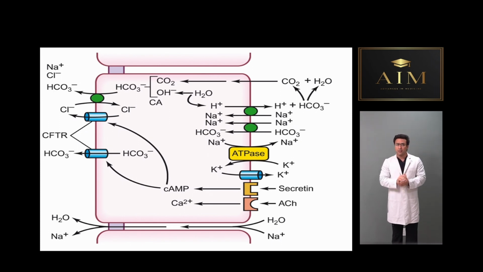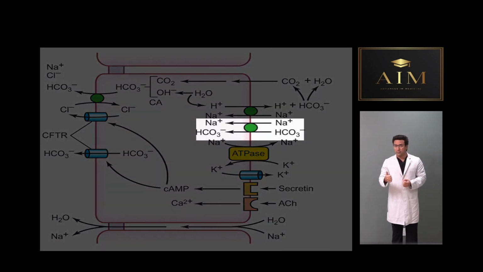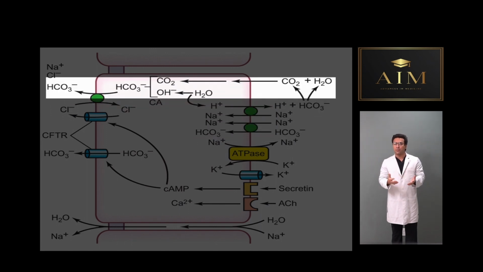The bicarbonate in the duct cells comes from two sources. It's either transferred from the interstitial fluid using the sodium bicarb cotransporter, or it is produced inside the cell. Carbon dioxide is a lipid-soluble gas that diffuses into the cells, where it reacts with water in the presence of carbonic anhydrase to produce carbonic acid. Carbonic acid dissociates to produce H positive and bicarbonate anion.